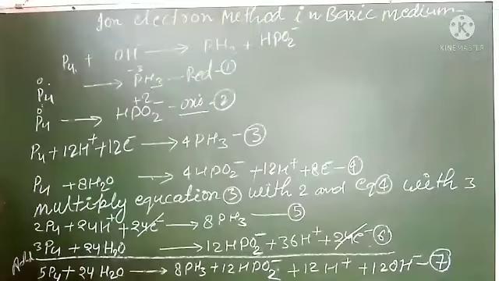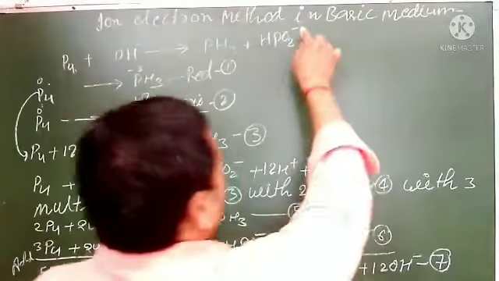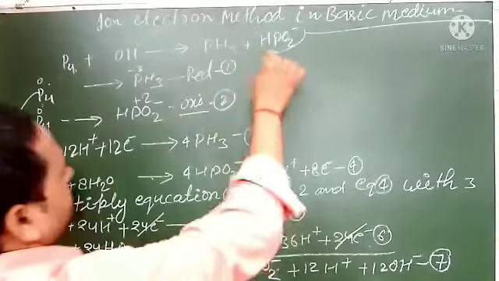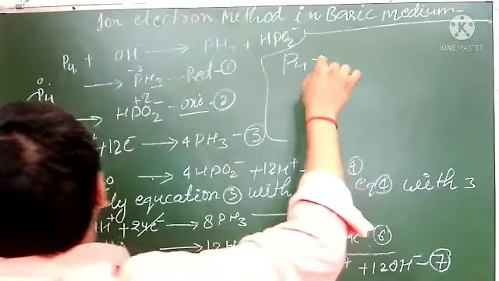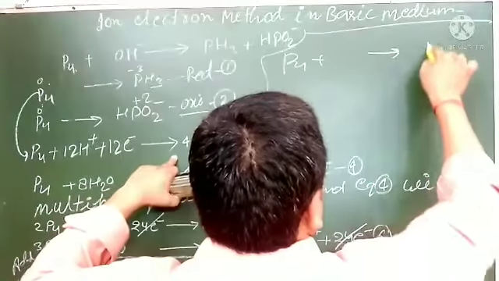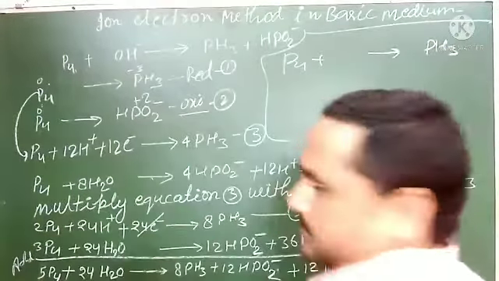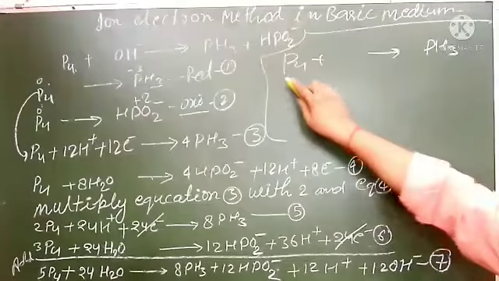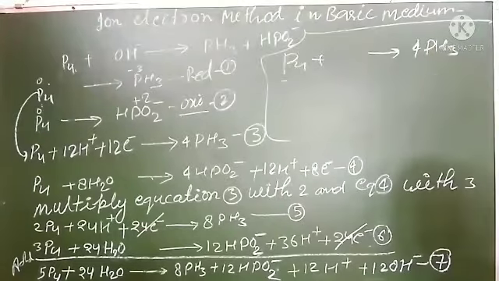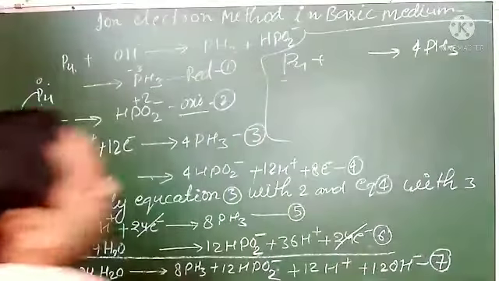So I am taking the first half part, this one here. Let us see how I have solved it. I will write it here so you understand. P4 gives out what? PH3. Is this much clear? The number of phosphorus on that side is 4, so we will multiply by 4 on this side. Now it is okay. And next, what is next?